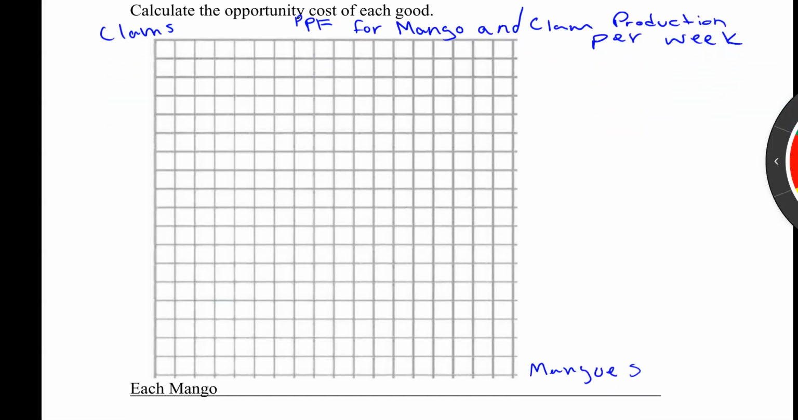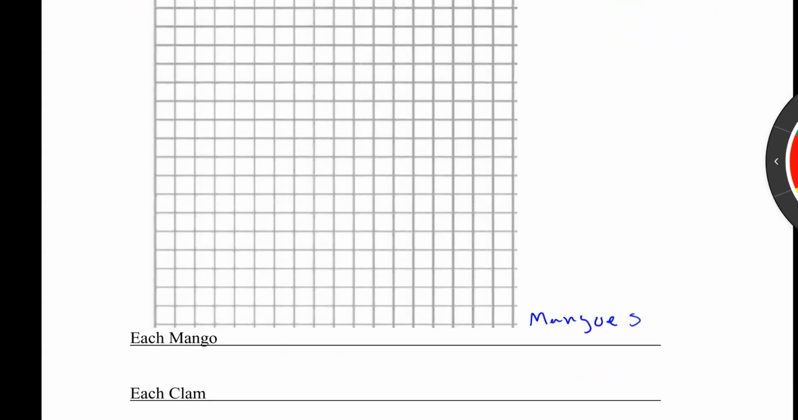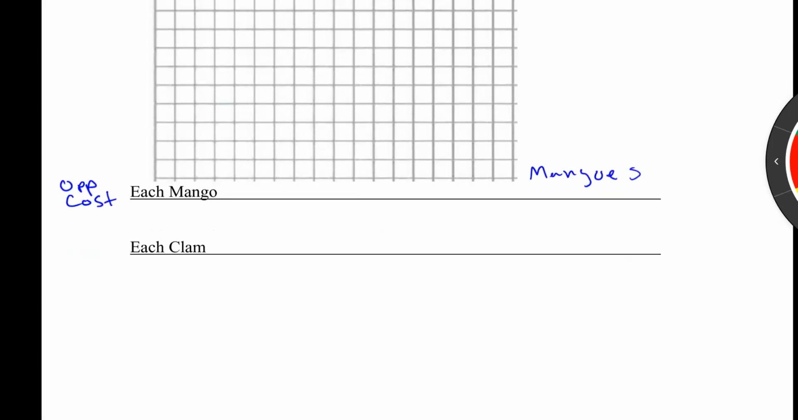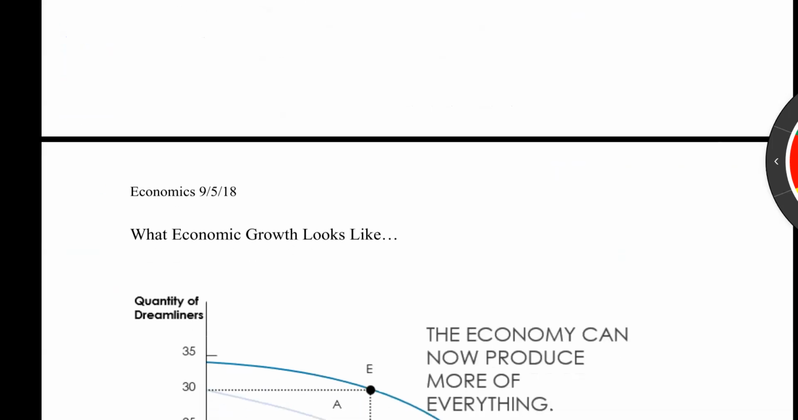So for this, you're going to first graph, and then this is going to be the opportunity cost. So you're going to calculate the opportunity cost for each mango and the opportunity cost for each clam. So go ahead and pause the video and give this a try. We'll look at it together in class.